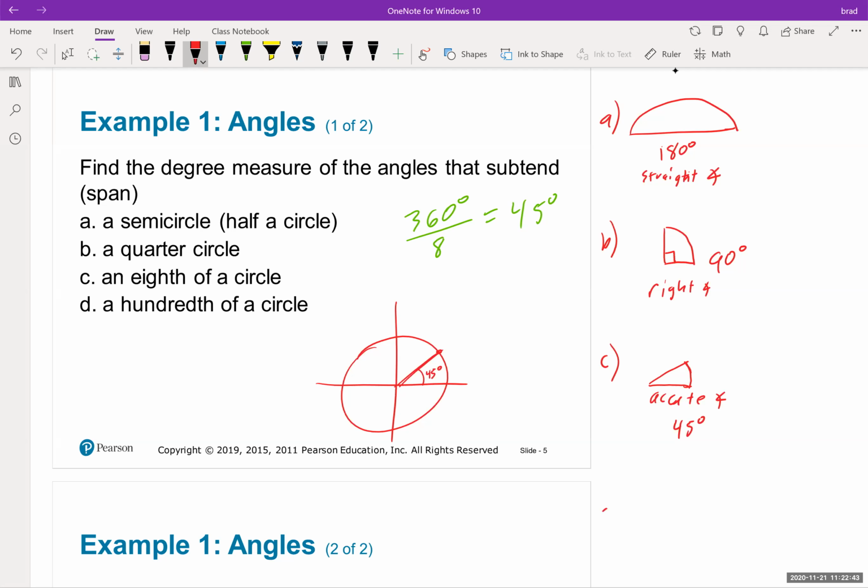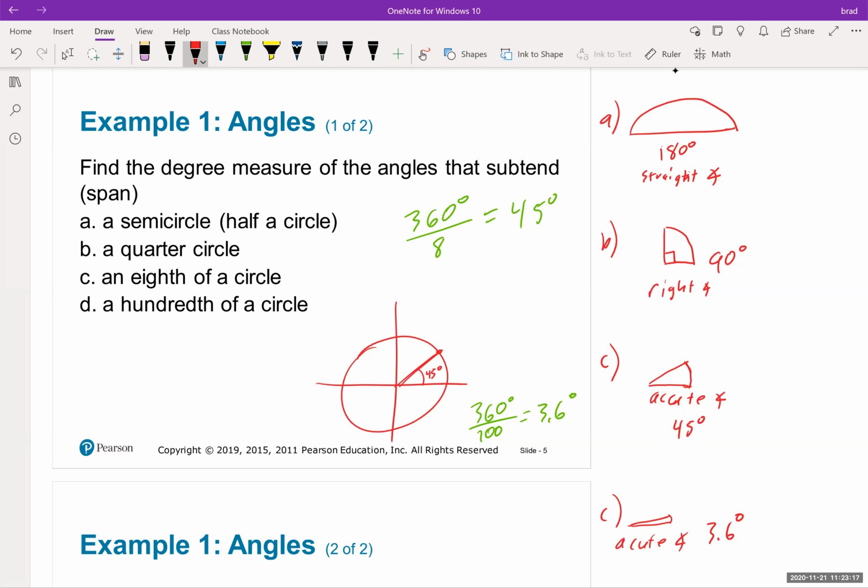Now a 100th of a circle. That's going to be a very small angle. We can't almost even see it, right? This is also going to be acute. Once again, we would do 360 degrees divided by 100, and that would give us 3.6 degrees. So that's how you can do it, depending on how they want to talk to you about it.